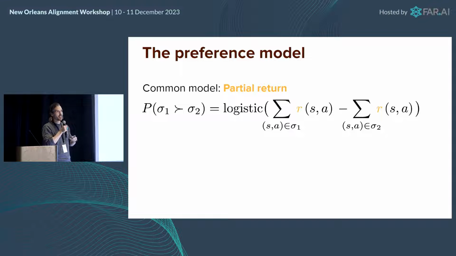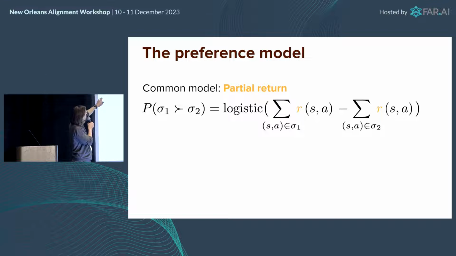RLHF algorithm, there is a human who has a hidden reward function, and they are giving preferences according to a preference model. They're sampling this preference model, and that's what creates the preference data set. And then MLE is used with another preference model, or usually the same one, to learn a reward function, or sometimes something else like a policy. So this preference model, the predominant preference model, is what we call partial return.